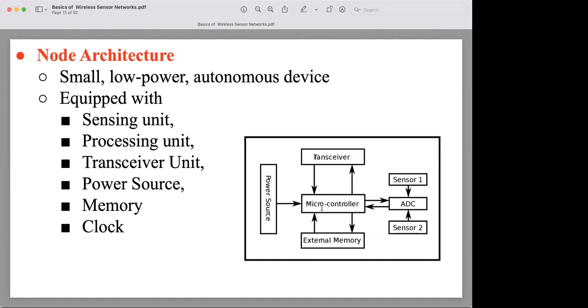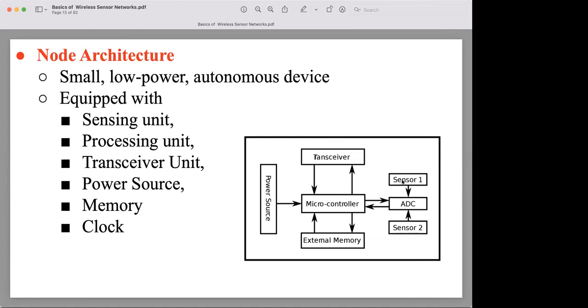And they process the entire data, whatever the data is collected from the sensor, whatever the data comes from the other nodes, they process this data and they transmit this data using the transmitting units. So this is for transferring the data from this node to another node. And how can they collect the data? With the help of the sensing unit.